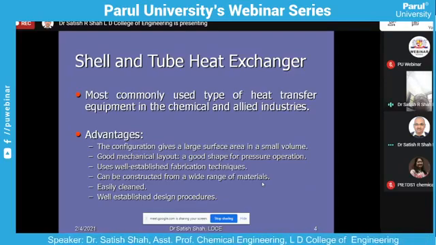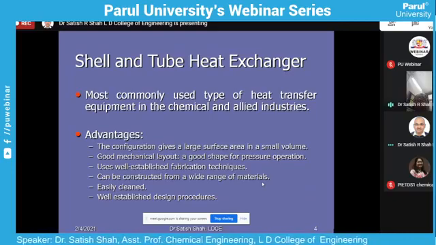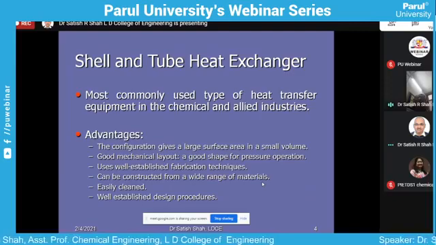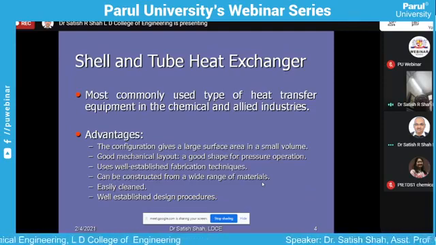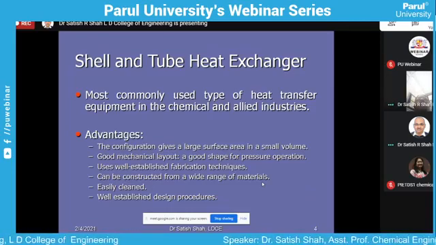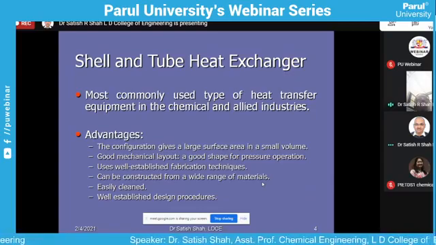Then it is easily cleaned. Easily cleaned means we have the possibility of a fixed tube heat exchanger, a floating head heat exchanger, and a removable bundle heat exchanger is also possible. You can remove it, or you can do chemical cleaning also. Everything is possible. All right. So that is possible in this case, and the design procedure is also well established. So you can definitely design it even though you don't have very sophisticated software available with you. You can design it with simple formulas also, and we have designed many heat exchangers which are working nowadays in the industry also. All right.